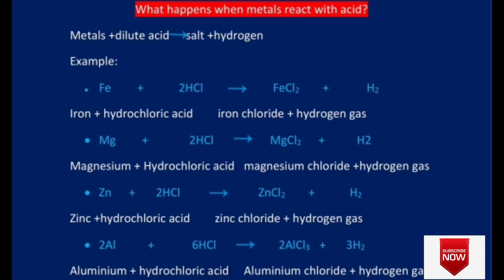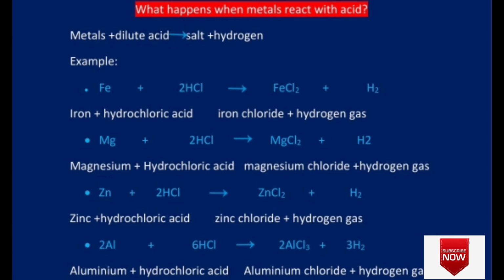The first example is iron. Iron reacts with hydrochloric acid to produce iron chloride, that is FeCl2, along with hydrogen gas. When magnesium reacts with hydrochloric acid, it produces magnesium chloride and hydrogen gas is liberated. In common, whenever a metal reacts with acid, hydrogen gas is produced along with the formation of salt.